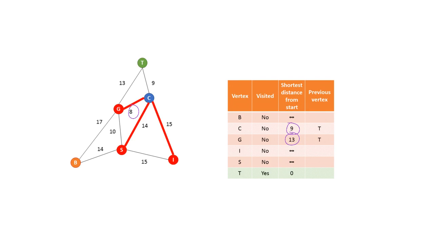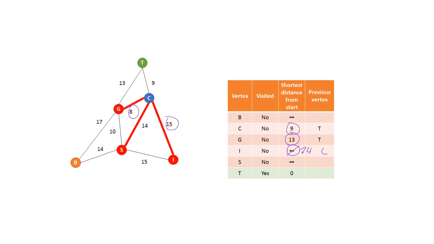The distance between C and I is 15, and the distance from C to the start is 9. So 15 plus 9 is 24. So we look at what we're storing for I already, and it's infinity. So 24 is less than infinity, and we can replace the shortest distance from the start for I with 24.